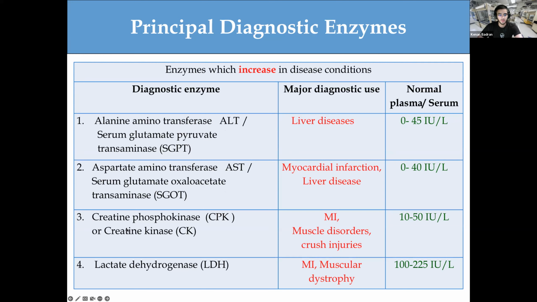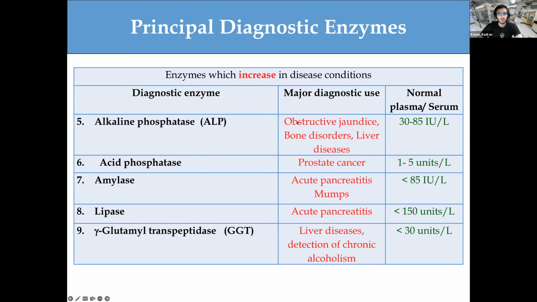Then CPK or CK for MI, muscle disorder, or crush injuries. And lactate dehydrogenase, either MI or muscular dystrophy. I'm going to go through these quickly because these enzymes will again be mentioned with a more specific disease list shortly. ALP is either obstructive jaundice or liver disease.